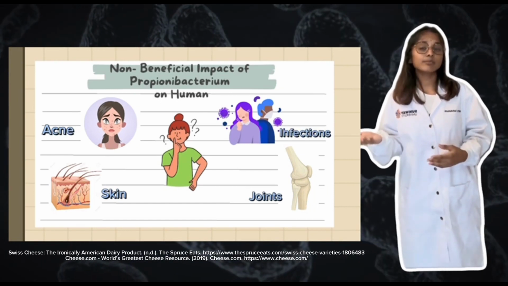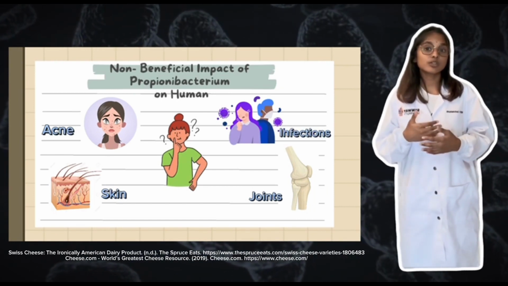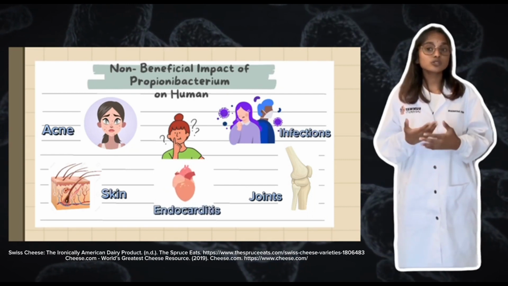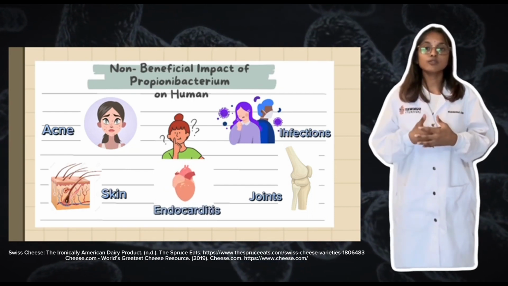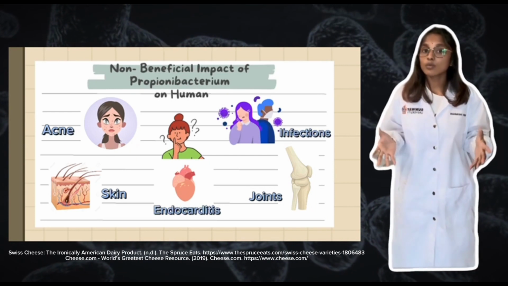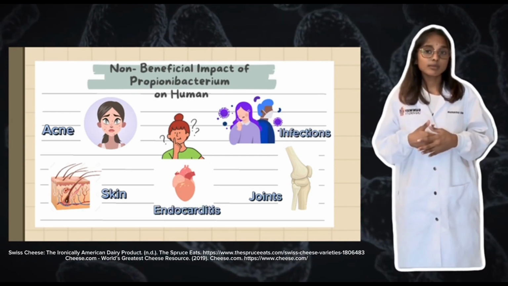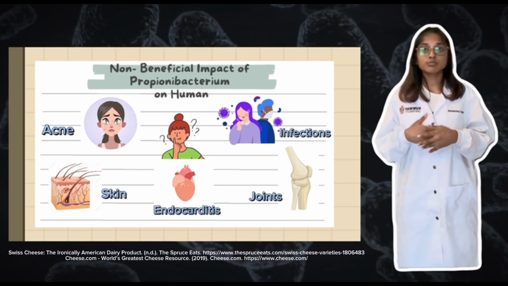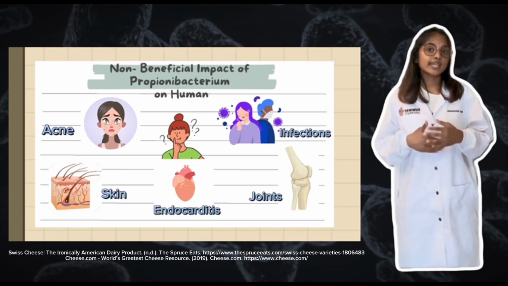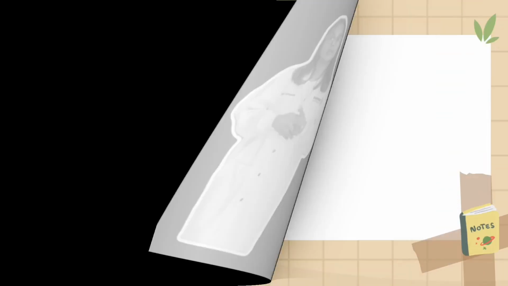On the other hand, Propionibacterium can be linked to infective endocarditis, which is a serious infection of the heart lining. However, it is important to remember that these impacts may vary depending on the specific strain or any individual circumstances.